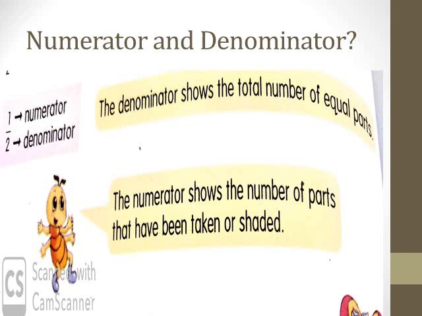So what are the numerator and denominator showing there? The denominator shows the total number of equal parts. If you remember the same example, the rectangle, when I divided it into two equal parts, how many total equal parts were there? 2. That's why I write 2 in the denominator. And what is the numerator showing? The numerator is showing the number of parts that have been taken or shaded. So you will find the shaded number of parts in the numerator.